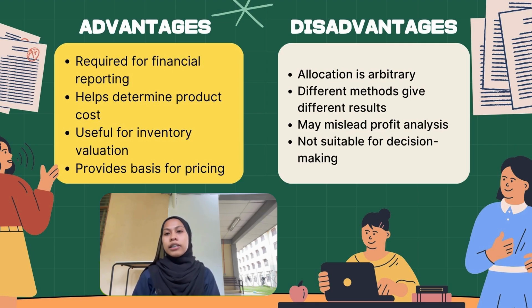Another disadvantage is that it may mislead profit analysis. Supporting articles such as ScienceDirect mention that incorrect allocation may cause companies to think a product is profitable when it is actually not.